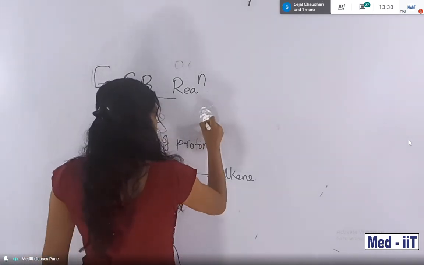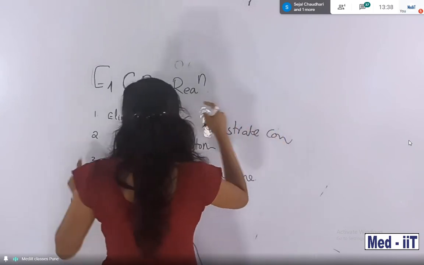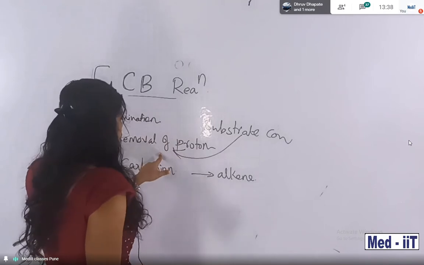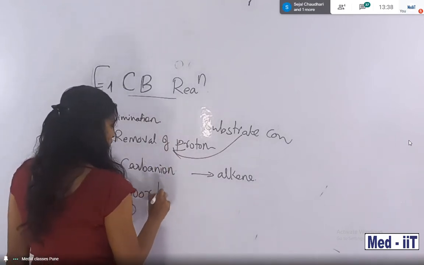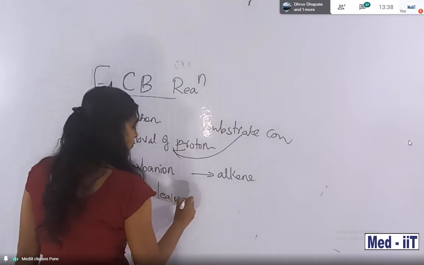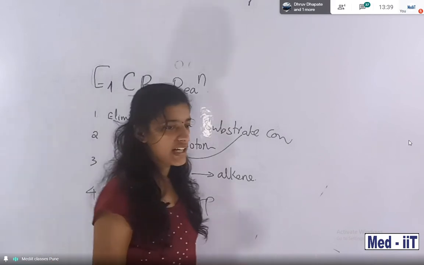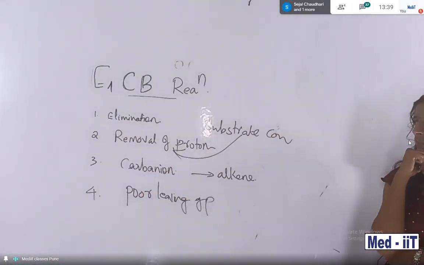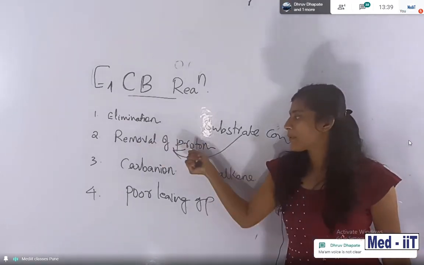Substrate containing a removable proton. Substrate containing a removable proton. And then a poor leaving group. Poor leaving group. These are the conditions. Poor leaving group and then elimination type reaction. Substrate containing a removable proton.